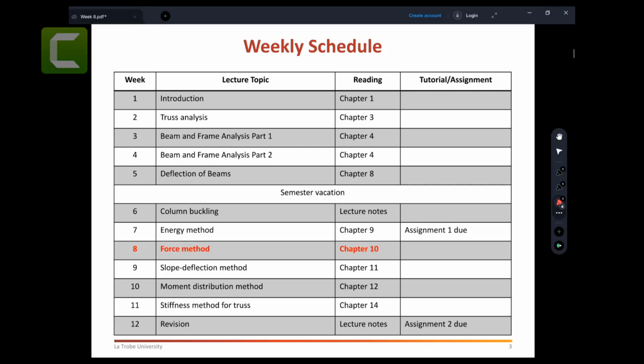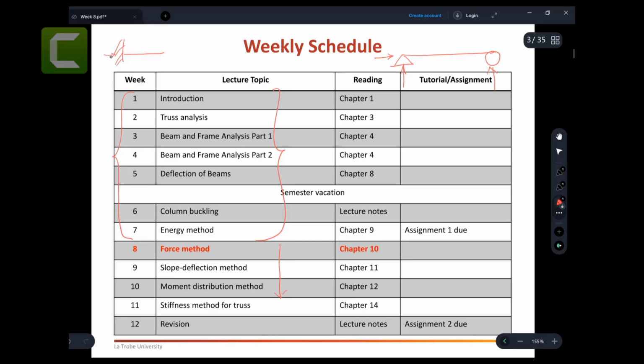The new topics that you are going to learn from week 8, week 9, and week 10 are different from the previous 7 weeks. What is the main difference? In the first 7 weeks, you were given structures which are determinate. Determinate means that, let's say you are given a simply supported beam or a cantilever beam, where you have 3 unknowns. Let's say you have 3 unknown reaction forces.